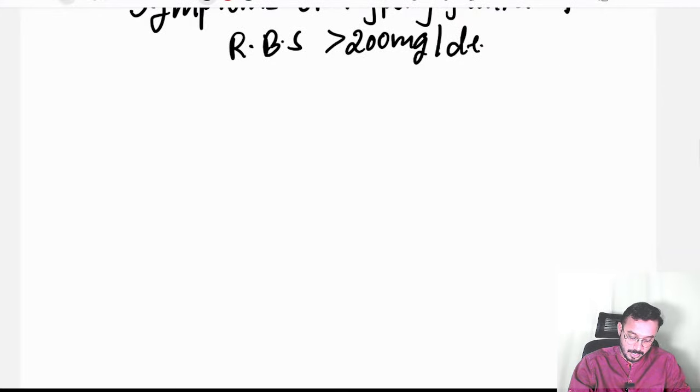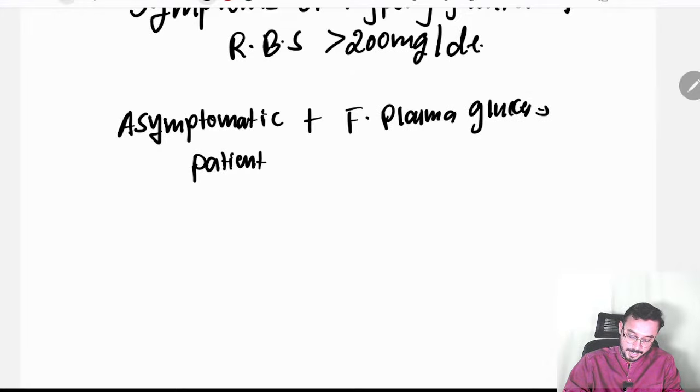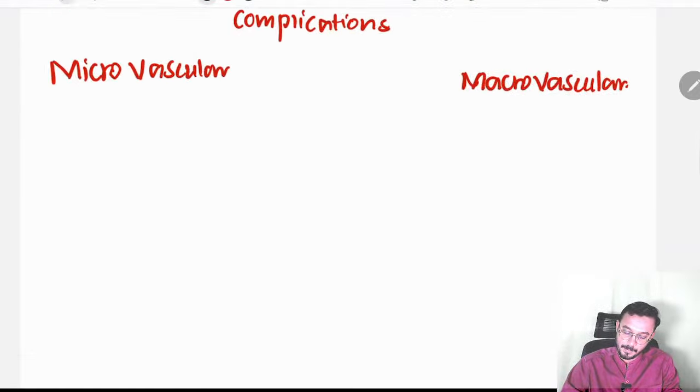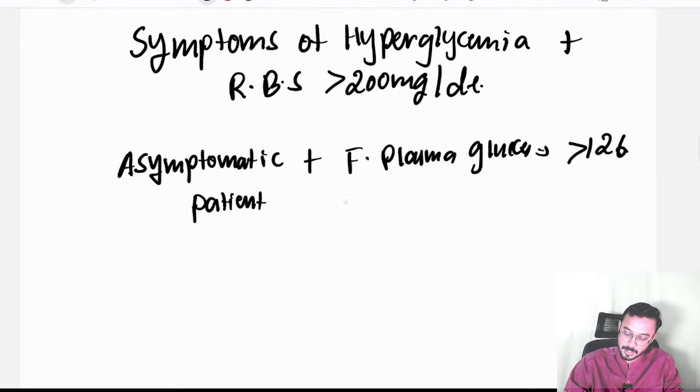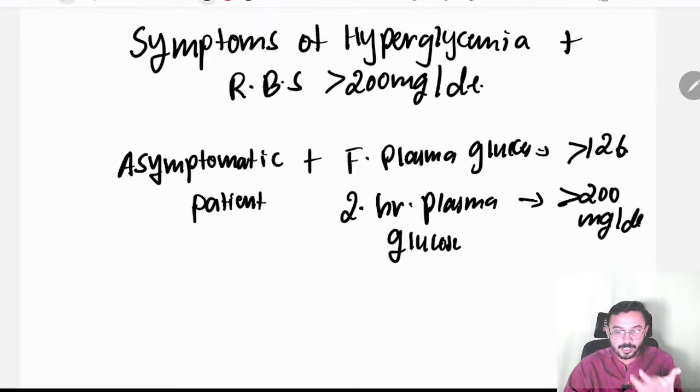If an asymptomatic patient comes to your clinic and you measure the fasting plasma glucose value, and it is greater than 126, which I have taught you, and the 2-hour plasma glucose value is greater than 200 mg per dl, then you can diagnose the patient as having diabetes. You need not wait until the patient develops the symptoms.